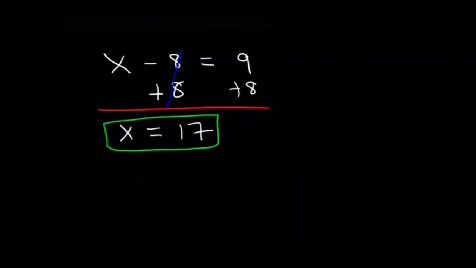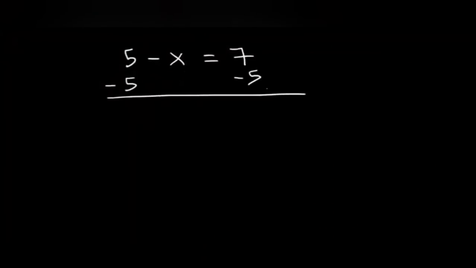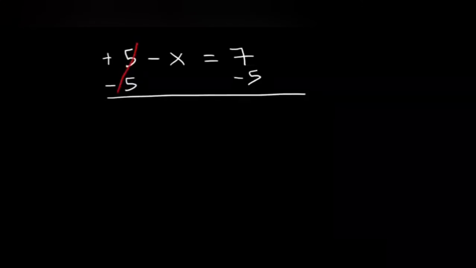Okay. Now we'll take another example. 5 minus x equal to 7. Now what do you do? Remember, there is a positive sign in front of the 5 that you can see. So subtract 5 from both sides. There's a positive sign in front of the 5, so 5 canceling 5, gone. 7 minus 5 is 2. Bring down the negative x.